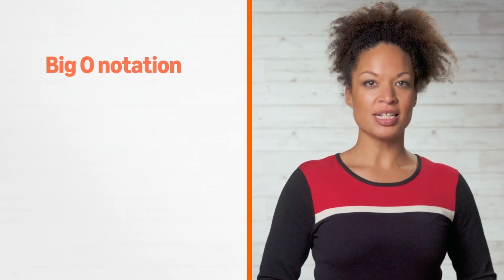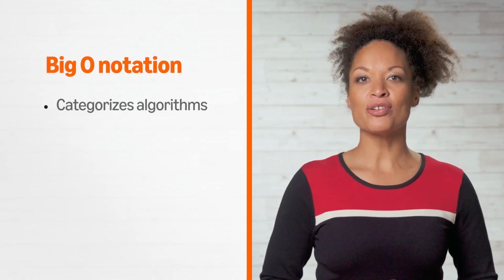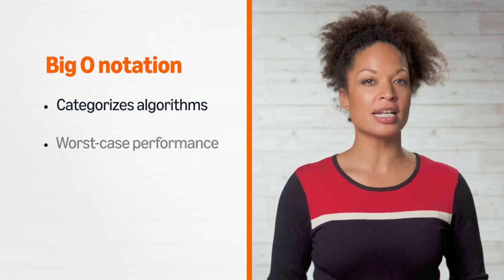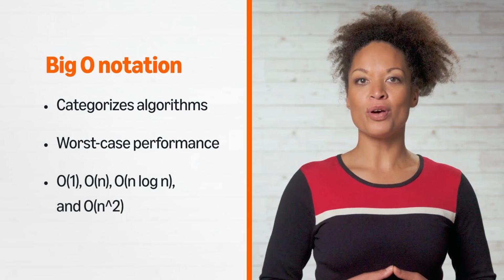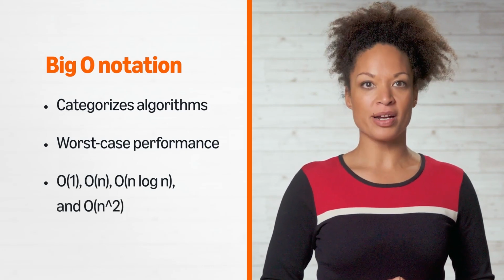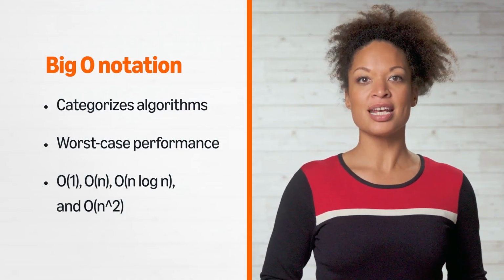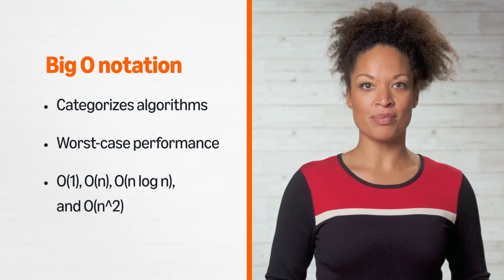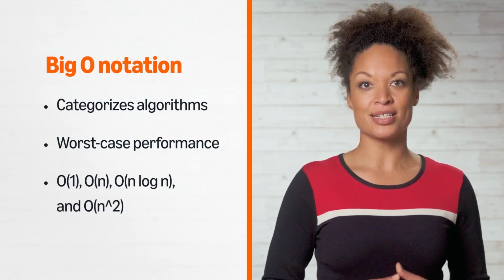Big O notation is the standard way to describe time complexity. Big O categorizes algorithms based on their worst-case performance. Common time complexities include O(1), O(n), O(n log n), and O(n²). Each represents a different relationship between the input size and the time taken by the algorithm, affecting how well the algorithm scales with increasing data sizes.